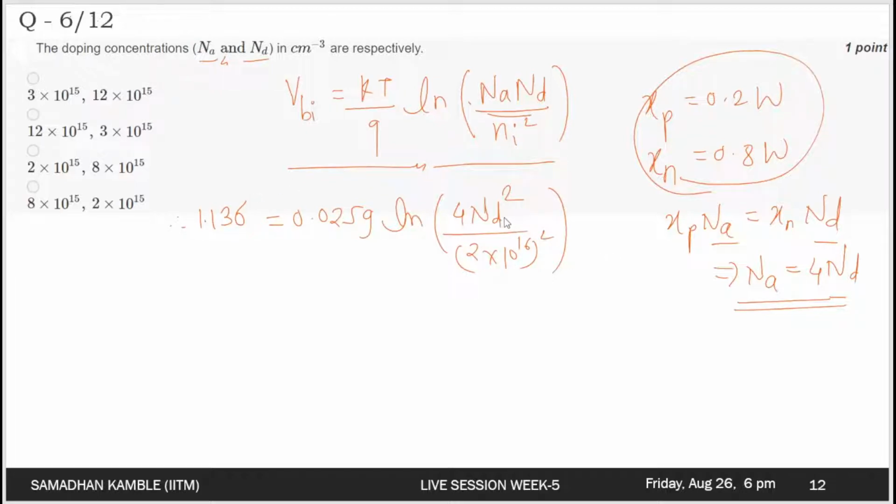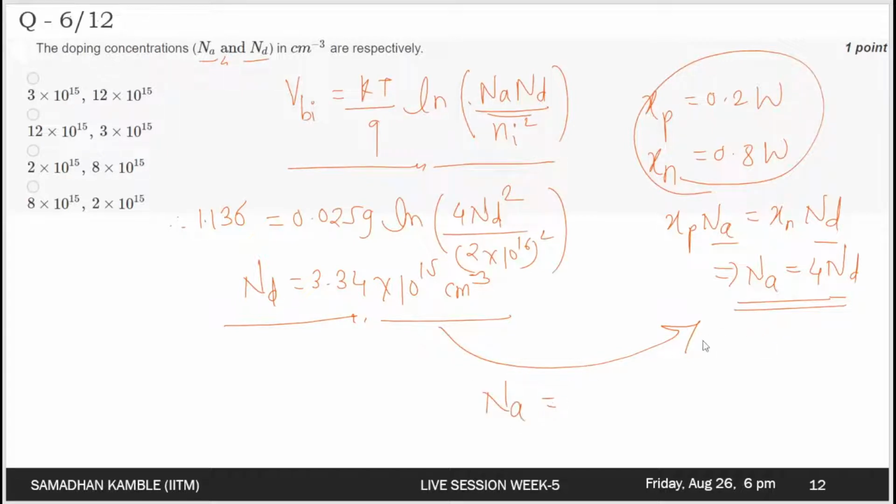We will get the value of Nd here, and that value is Nd is equal to 3.34 times 10 to the power 15 per centimeter cube. And if you just substitute the value of Nd here, we'll get the value of Na as simply 4 times this value, that means 4 times 3.34 times 10 to the power 15 is nothing but 12.56 times 10 to the power 15 per centimeter cube.